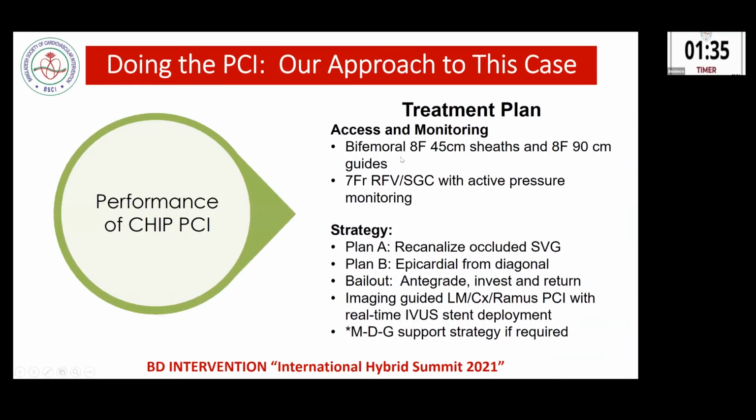Remember, the access is key. So we chose a bifemoral access for this patient because we knew we would have to use a vein graft. We chose a 7 French in the saphenous vein graft because we felt that was enough to give us support. And we went from the groin there, knowing that we would need a long sheath and lots of support to pass the calcium. Plan A was recanalize the occluded saphenous vein graft.